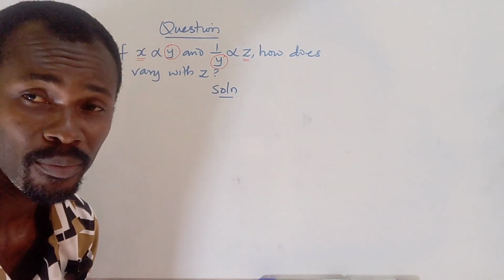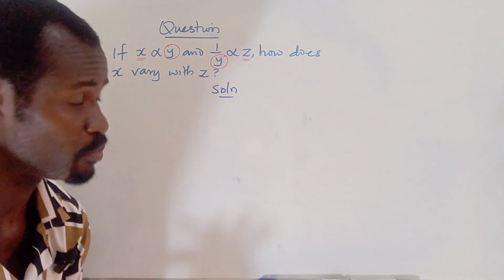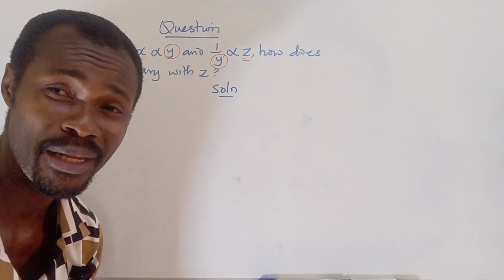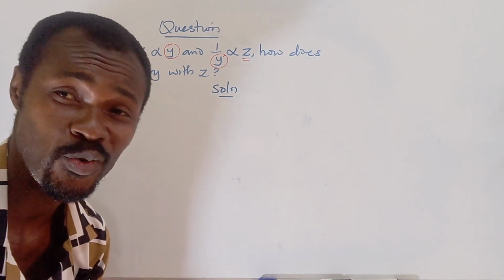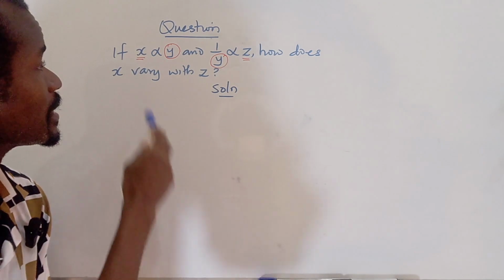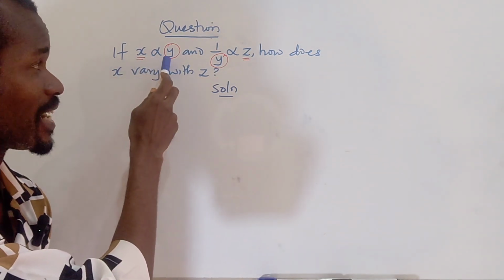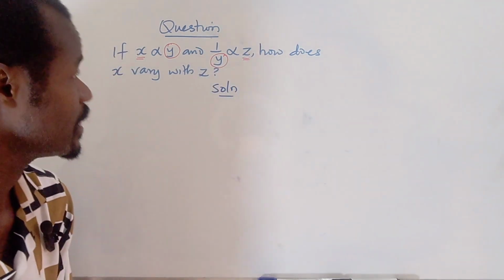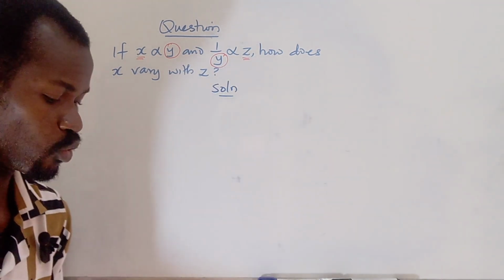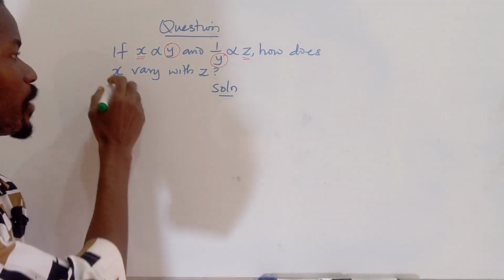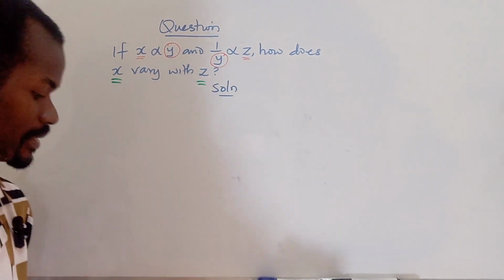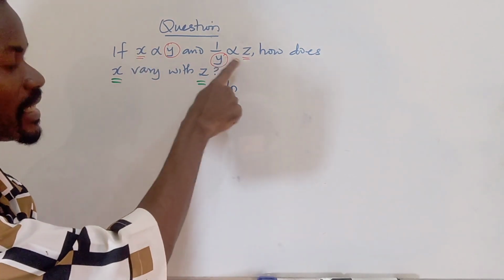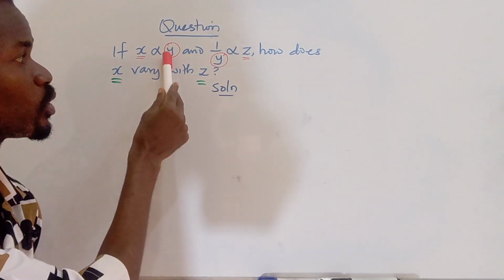So today we have a problem on derivation of proportion. Once you want to do math, you want to always identify every problem that you have before you go about solving the problem. The question says if x is directly proportional to y, and 1 over y is directly proportional to z, how does x vary with z? So we have x varying with z, that's the idea. And we can see that this variation and this variation, something connects them, which is y.